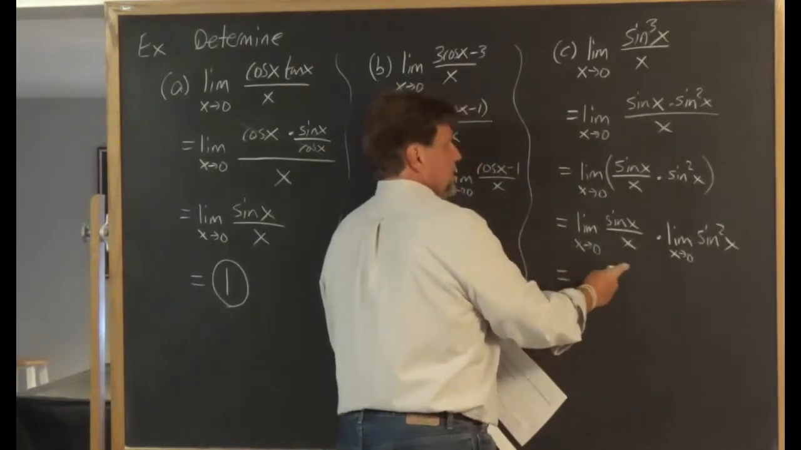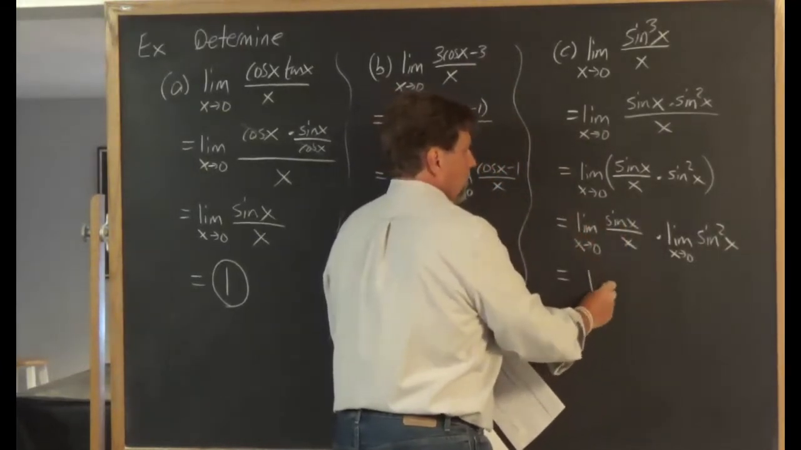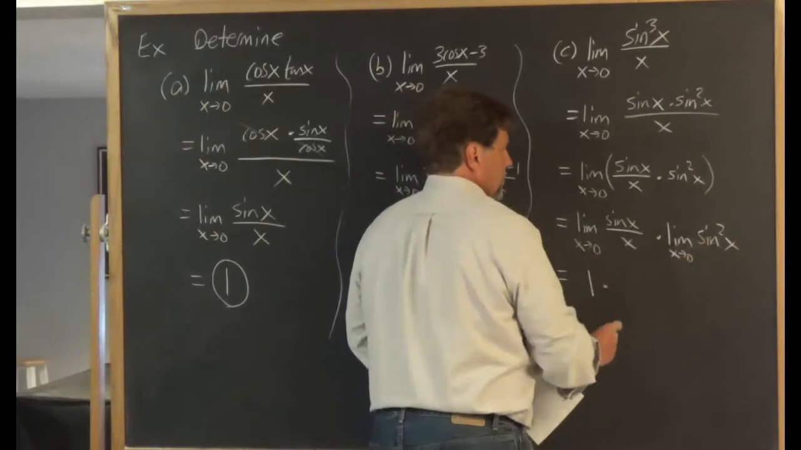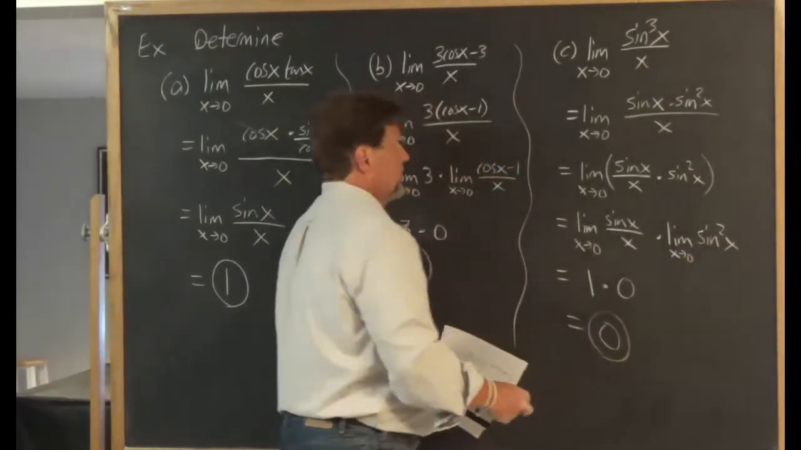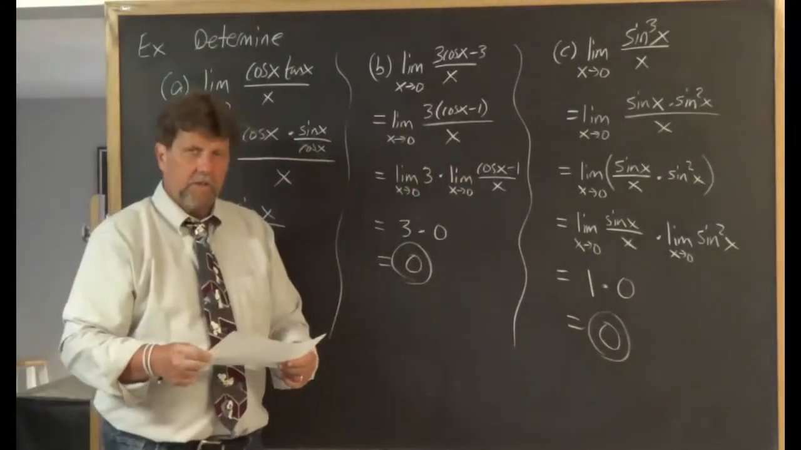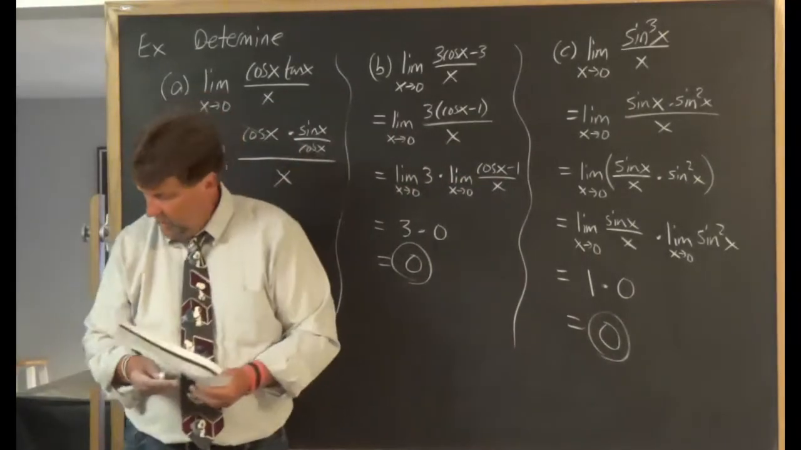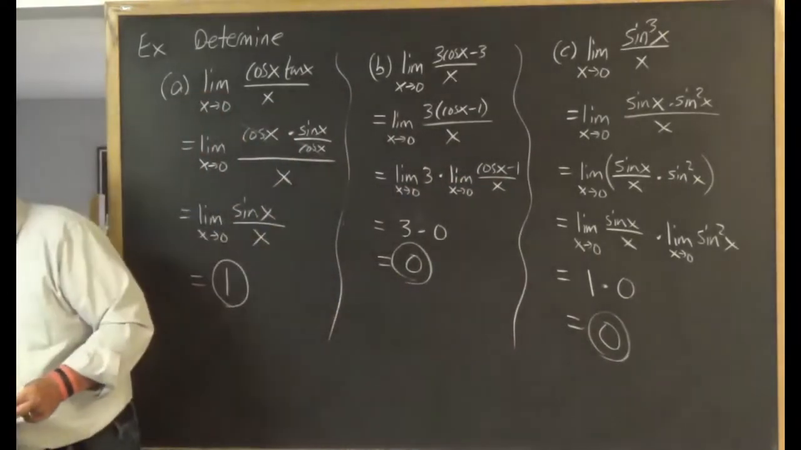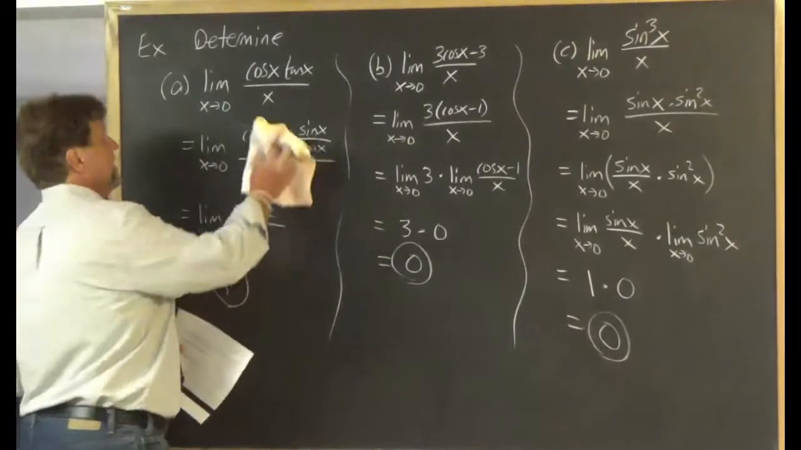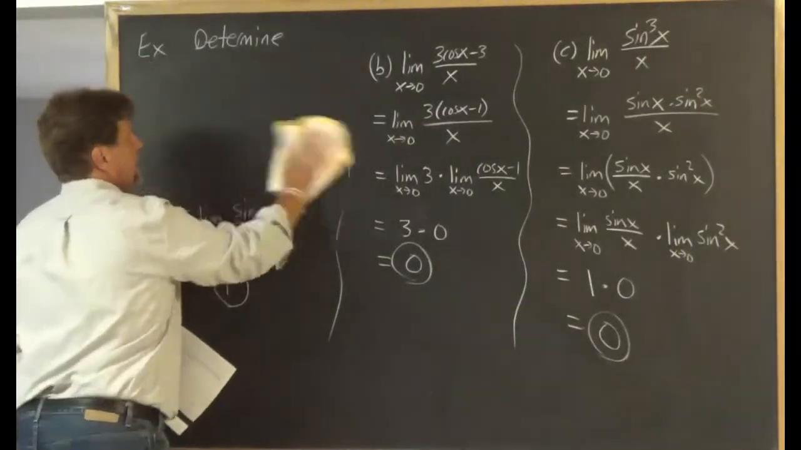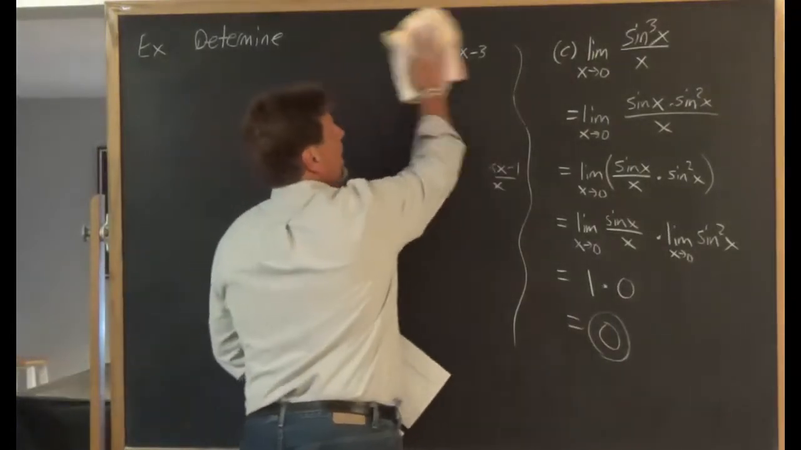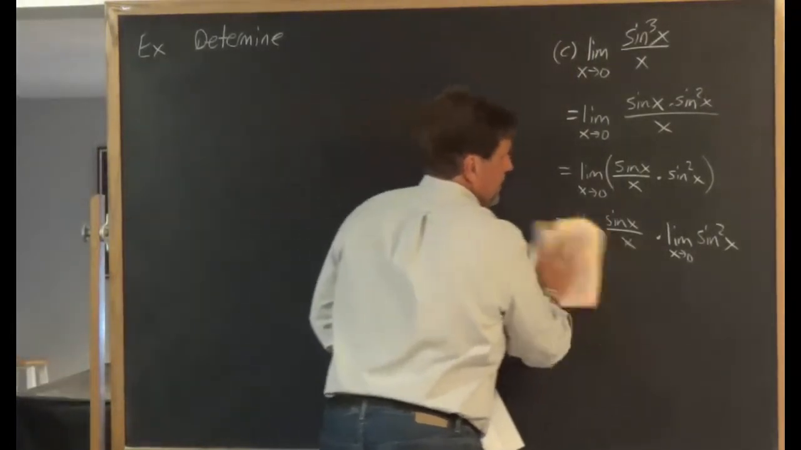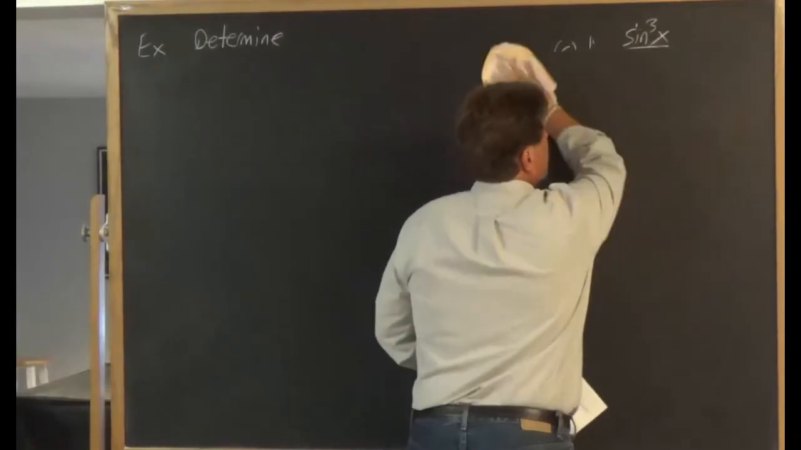And this is a special trig limit. We know that's 1. Direct substitution here gives us 0. So this limit, just like part B, is also 0. So let me do a little erasing here to get parts D and E up on the board. I hope you got parts B and C there. They weren't too bad.